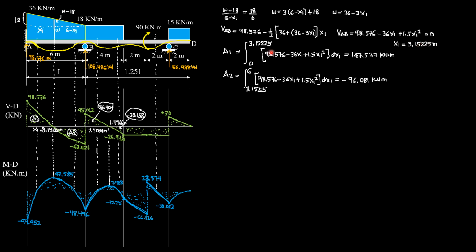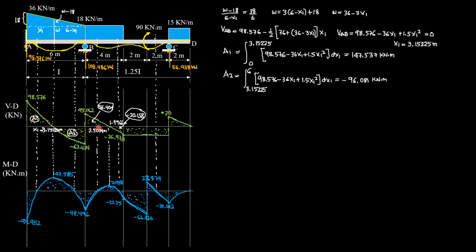Therefore, area 1 is the area of the shear diagram here, which is the shear equation times dx1, with limits 0 to 3.15225, so it is 147.537 kilonewton meter. Then area 2, which is expected to be negative, is the integral of the shear equation dx1, and the limits are now from 3.15225 to 6, and it is negative 96.081. The rest of the areas can be solved.